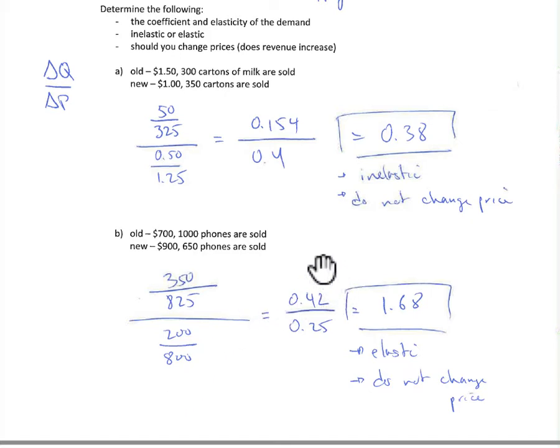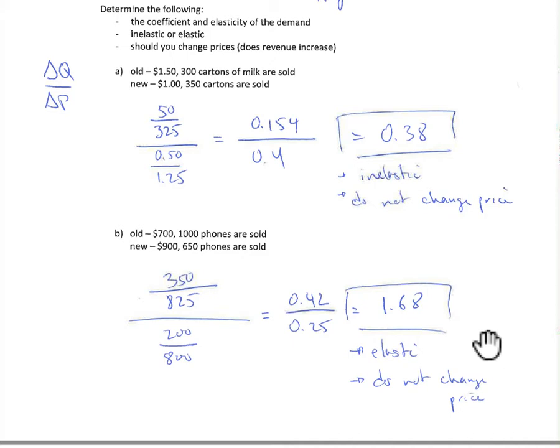So 0.42 is my change in quantity. 0.25 is my change in price. And we have an elasticity of 1.68. Therefore, it is elastic because my change in quantity is greater than my change in price. Therefore, I can change more, or I'm more elastic, I'm more flexible, I'm able to change.